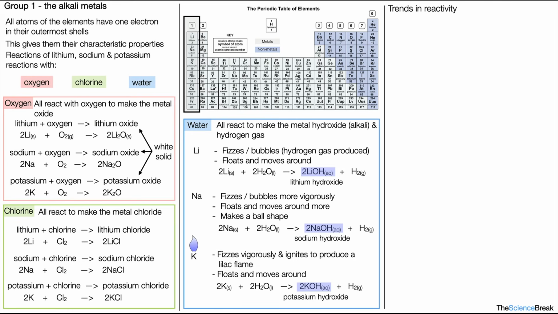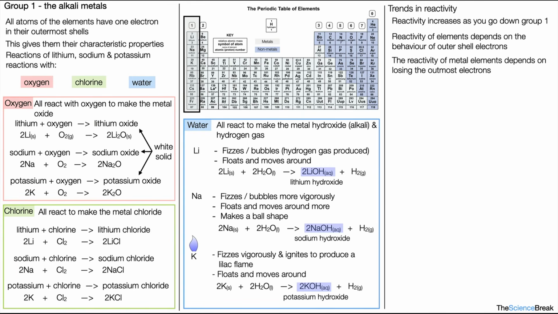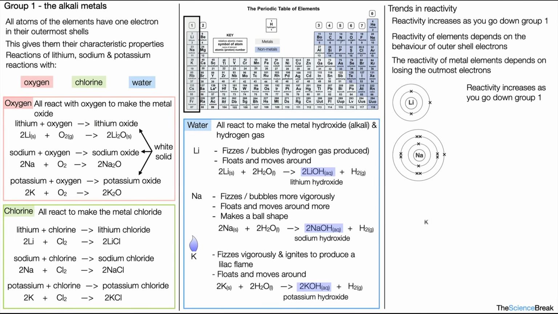Next, we're going to take a look at trends in reactivity in group 1. The reactivity increases as you go down group 1. The reactivity of the elements depends on the behavior of outer shell electrons. The reactivity of metal elements depends on losing the outermost electrons. For group 1, the reactivity increases as you go down the group. So here's lithium, here's sodium, and here's potassium.